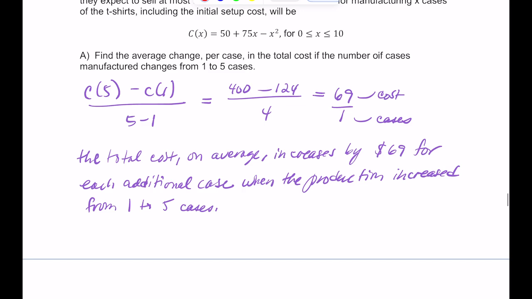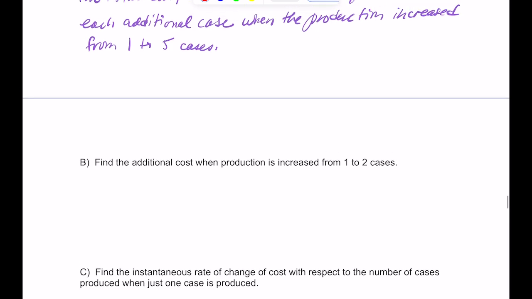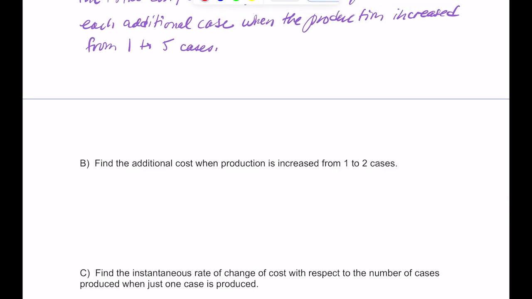The next question says, find the additional costs when production is increased from 1 to 2 cases. So this time we're just finding C of 2 minus C of 1. And we're going to end up with 196 minus 124, and 2 minus 1 is 1, right? So I don't have to worry about dividing by 2 minus 1. It's just 72. And again, it's just the additional cost to produce the second case is $72.